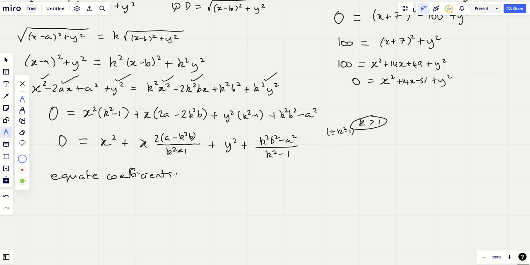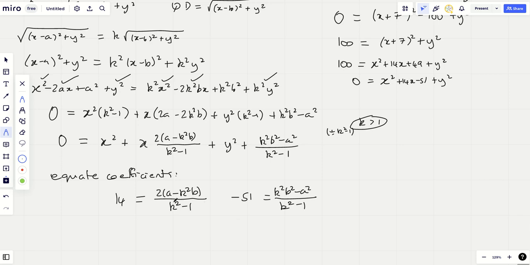So I can see on the x they've got a 14. So 14 should equal 2a minus k squared b over k squared minus 1. But likewise, minus 51 equals k squared b squared minus a squared over k squared minus 1. So, okay, what am I going to do next?